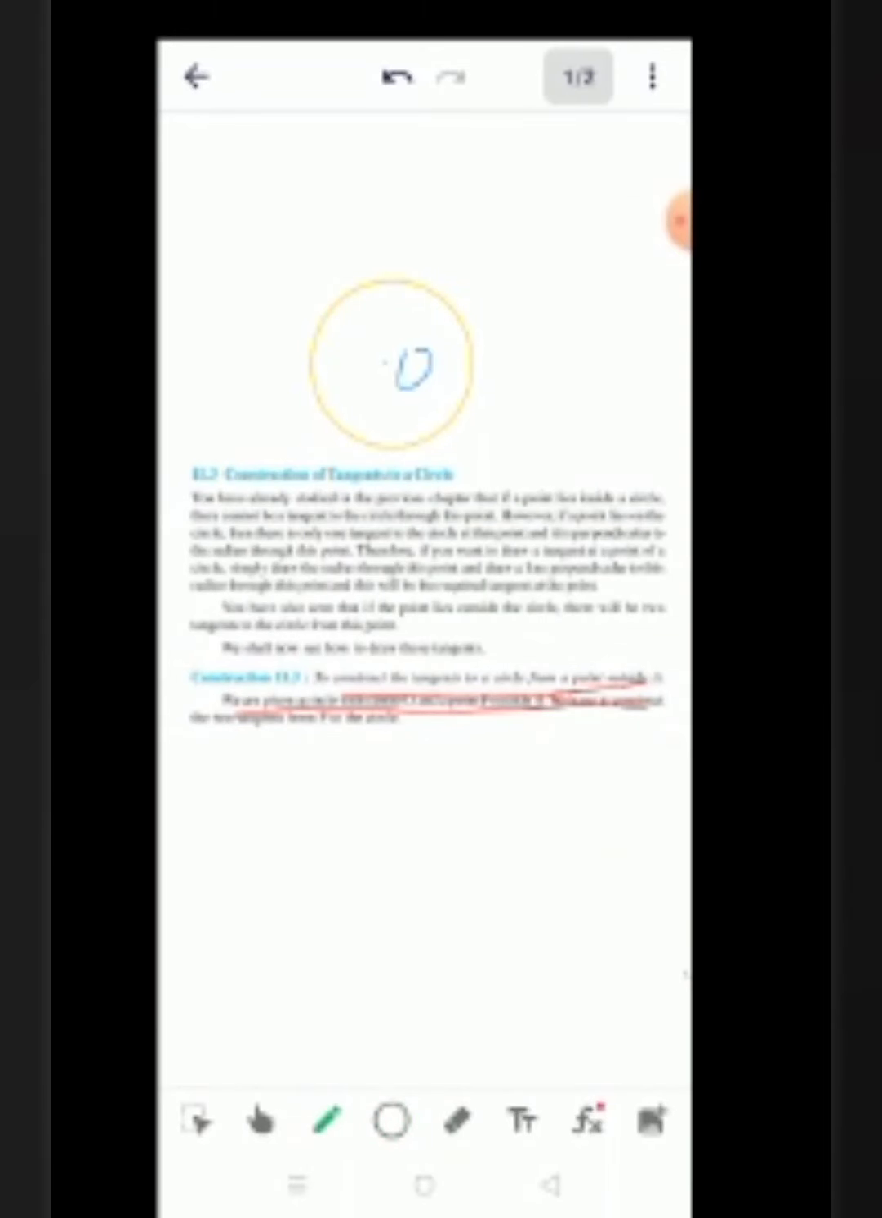And then here's a point P outside the circle like this. Point P outside the circle. Now we have to construct two tangents from point P to the circle. To construct two tangents from point P to the circle, I'll do it for you here. I have one circle here like this.